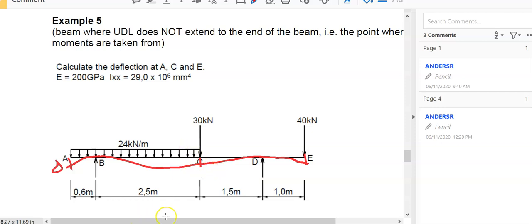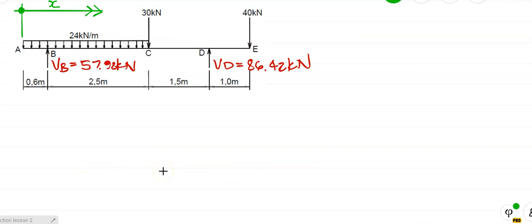Right, let's do this. There's the beam. I've done the reactions already. The first thing is find the reactions. If you're given the reactions, use them as they are. If you're not given, find them out first. And if they are sitting there, don't go do it, because you're going to waste time.